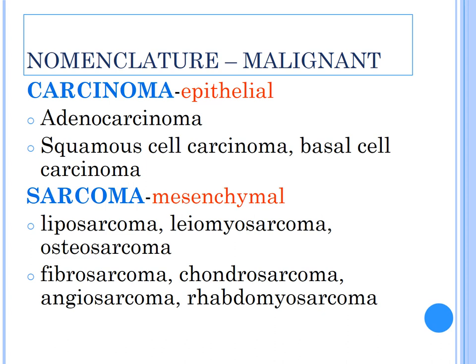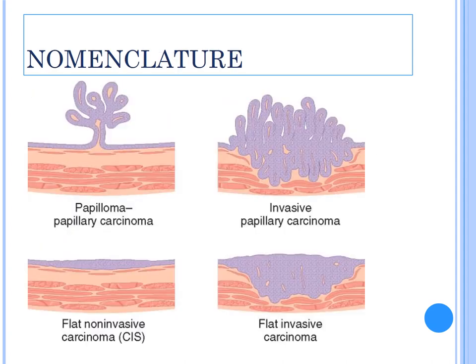So where is the mesenchyme? Again, you have your supporting tissue, your adipose tissue, liposarcoma. The muscle is myosarcoma, but there are 2 types of muscle. The smooth muscle is leiomyosarcoma. So from one name, you know it arises from smooth muscle. Osteosarcoma from bone, fibrosarcoma from fibrous tissue, chondrosarcoma from cartilage, angio meaning blood vessel, angiosarcoma from blood vessel, and this is the other muscle, rhabdomyosarcoma. This is striated muscle. So leiomyosarcoma from smooth muscle and rhabdomyosarcoma from striated muscle.